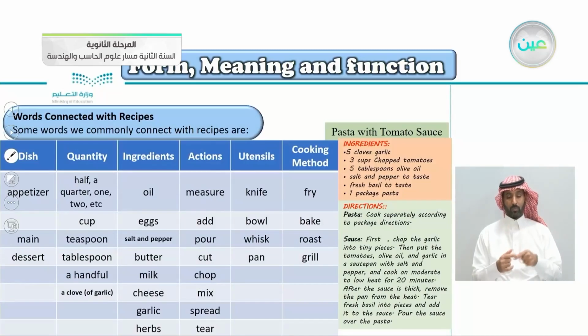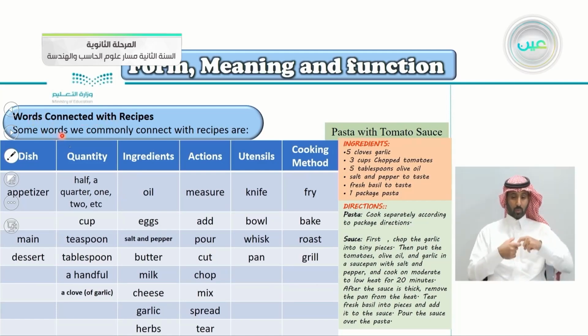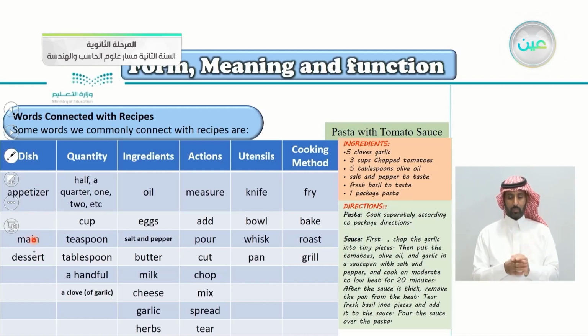Continuing with our lesson here, words connected with recipes. Those of you who like to cook will like this lesson now. Some words we commonly connect with recipes are, let's take the dishes first. We have the appetizer. This is in the beginning of the meal, like soup, for example. Then we have the main dish. Then we have the dessert, the sweets here. So appetizers, main dish, and dessert.